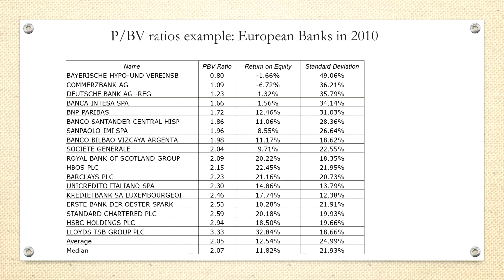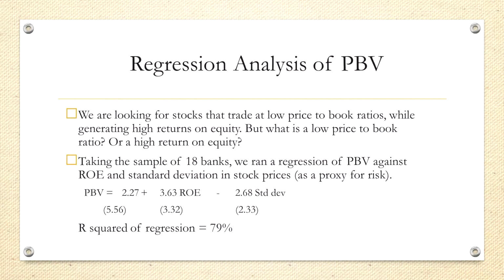Therefore, G may not be important in this analysis, but we pick two other factors: return on equity as well as standard deviation. And when we run the regression, we'll see that both factors very significantly determine the PB ratio, with statistically significant coefficients on both ROE and the standard deviation. The standard deviation is a proxy for risk.